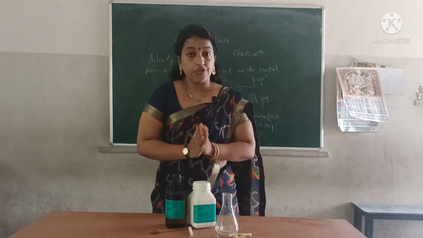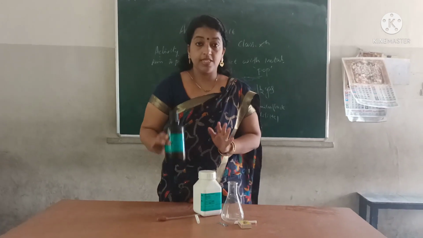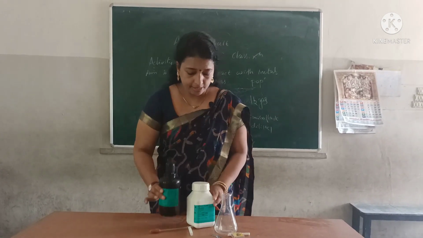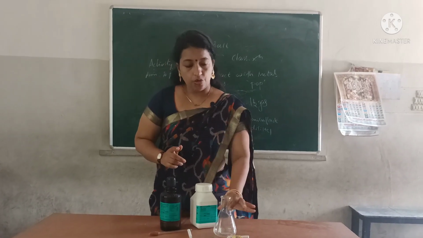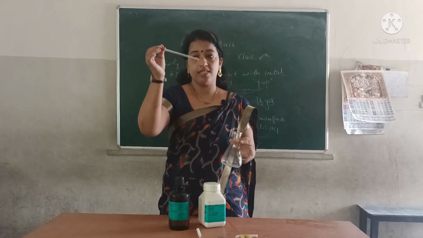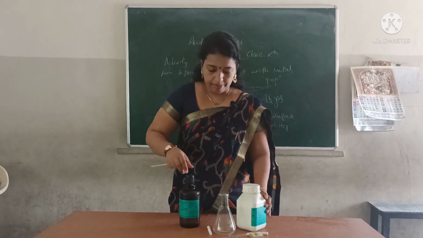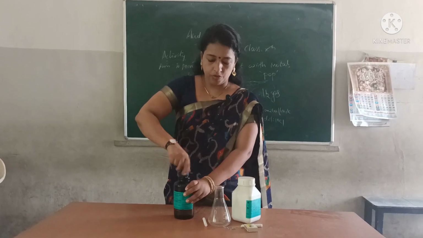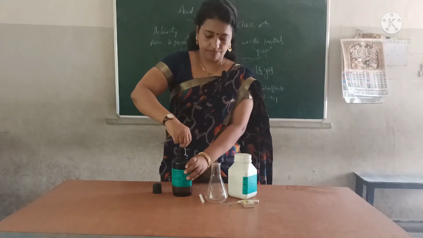So children, now we are going to do the experiment. This is hydrochloric acid. This is zinc metal. This is a conical flask. To take the acid, this is a dropper. So from the bottle, I am going to take some acid.